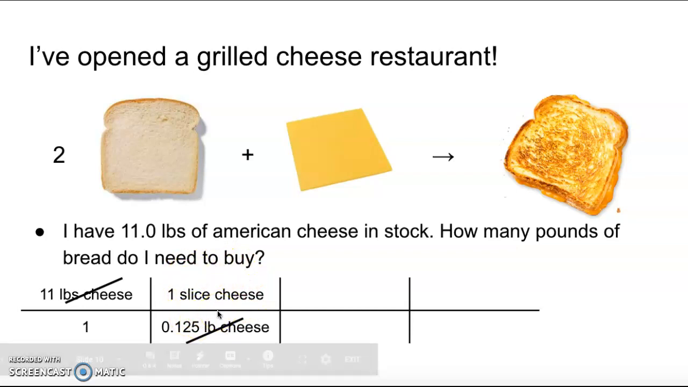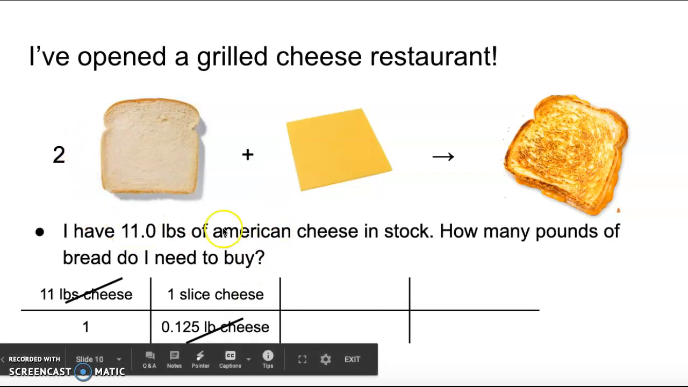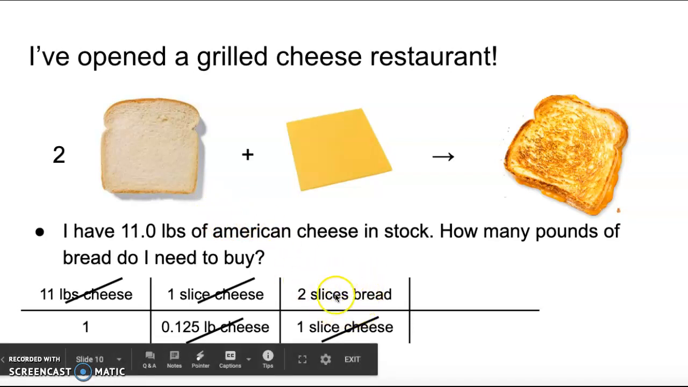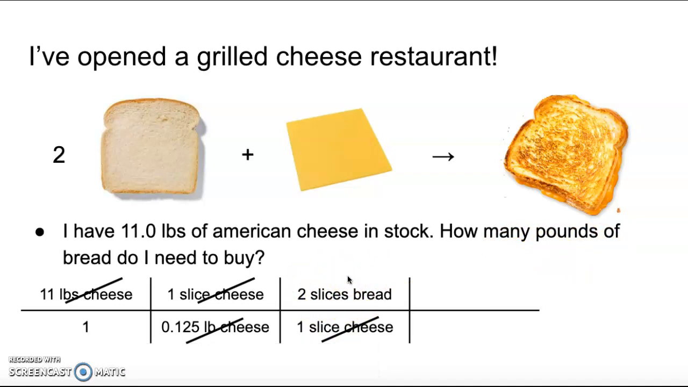I also know from my balanced equation that the ratio of cheese to bread is 2 to 1. So I'm going to put 1 slice of cheese on the bottom and 2 slices of bread on the top. Now I can cancel out my units of slices of cheese, telling me how many slices of bread I'm going to need. Now, lastly, in my question I said how many pounds of bread do I need to buy? So I don't need to know how many slices. I need to know how much those slices weigh. So I want to use the weight, again, of an individual slice of bread.